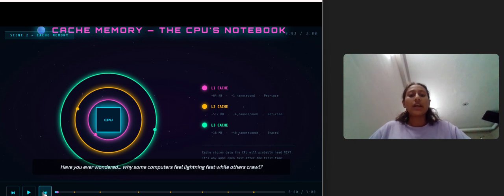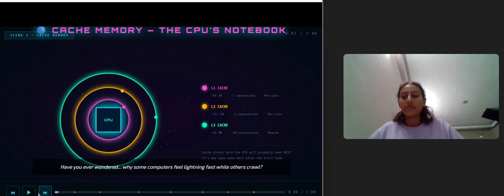You can think of cache like your study table. L1 is like the notes in your hand, L2 is like books on your desk, and L3 is like books on your shelf. When you open an app again and it loads faster, that's because of cache memory. It predicts and stores useful data before you even ask for it.